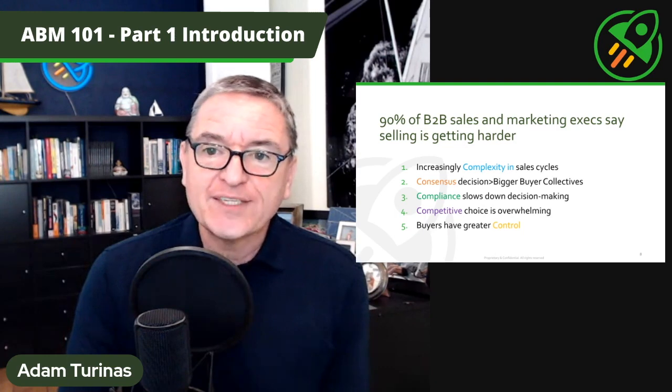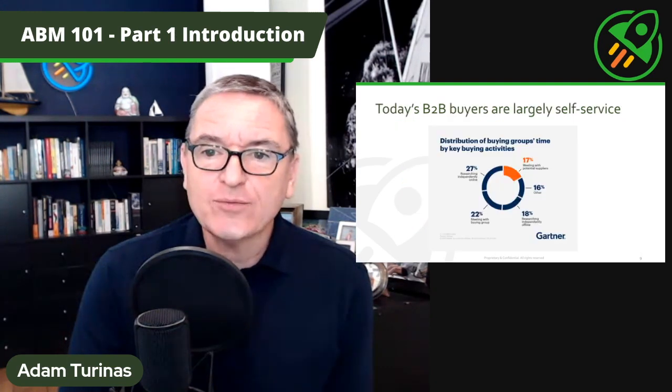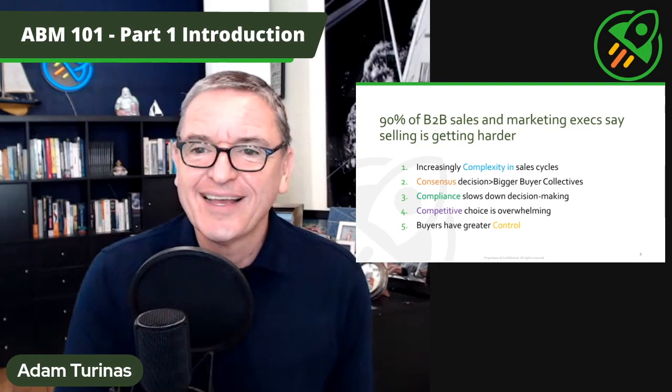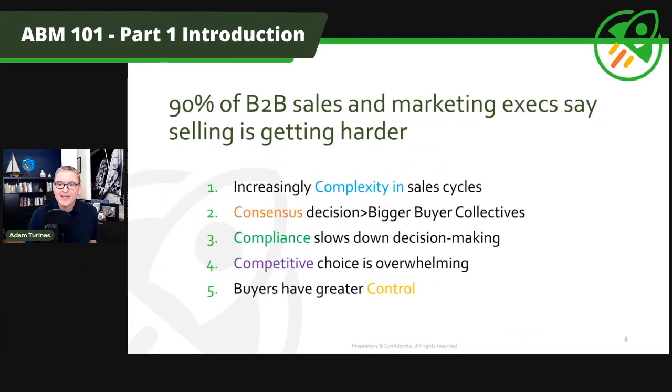The fourth reason is that competitive choice is becoming overwhelming. And one of the things that concerns me is that with AI, the barriers to entry are going to get lower and lower. And so particularly in software, I believe that competitive intensity is going to get even worse in the coming years.